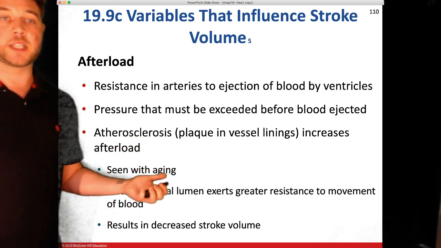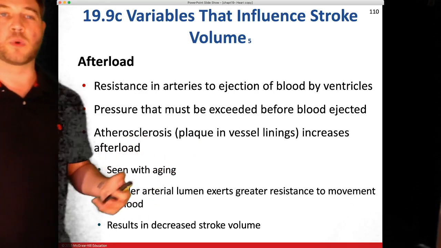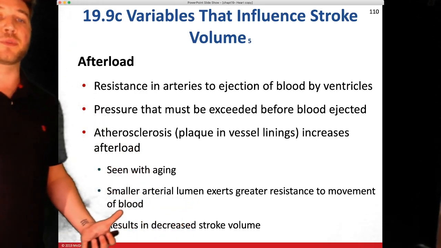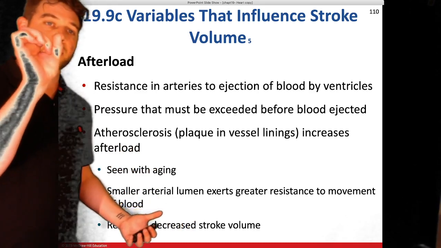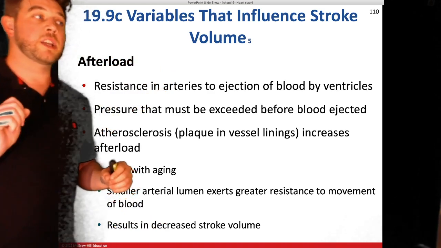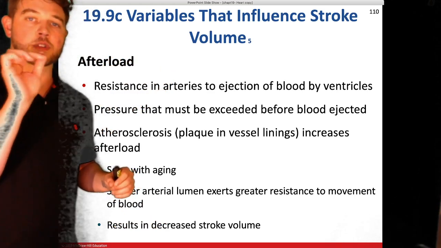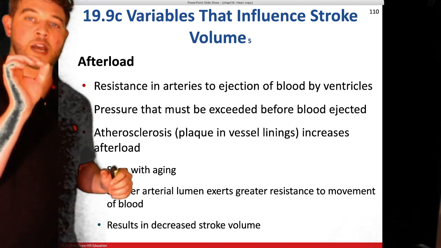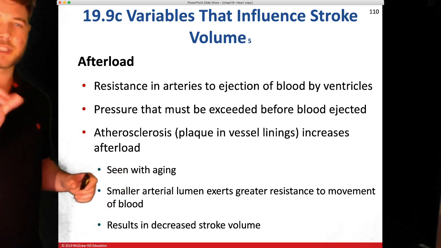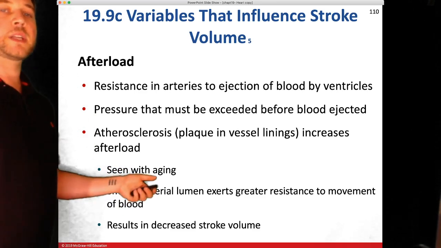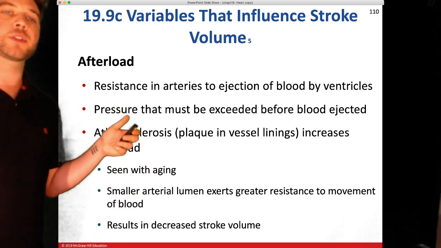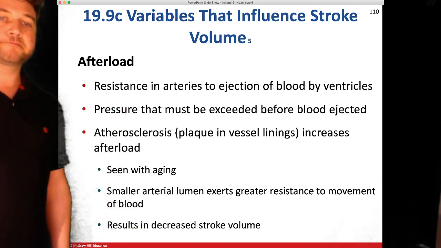aging, typically because as we age, we have just been gathering more and more bad habits. Your smaller arterial lumen exerts greater resistance to movement of blood. So the smaller the artery, the smaller the vessel diameter, the harder it is to push through. Think about blowing through a straw versus blowing through a paper towel tube. It's a lot easier to blow through something that has a wider diameter because there's less resistance. It's a larger space. So the smaller lumen exerts greater resistance, resulting in decreased stroke volume. So the higher your afterload, the lower your stroke volume.